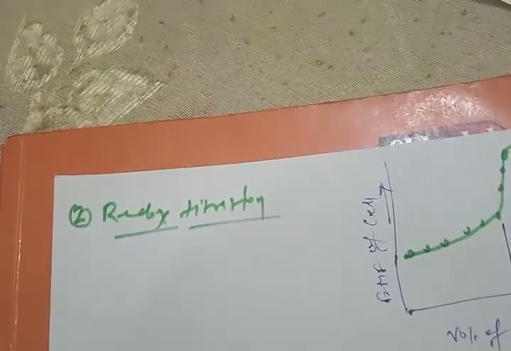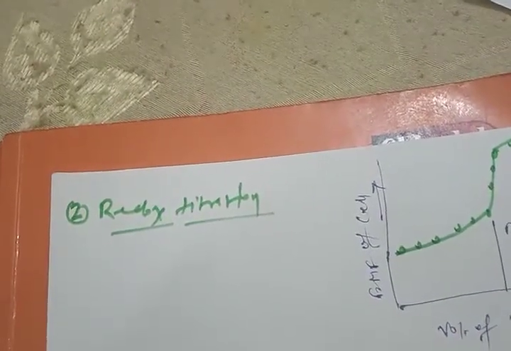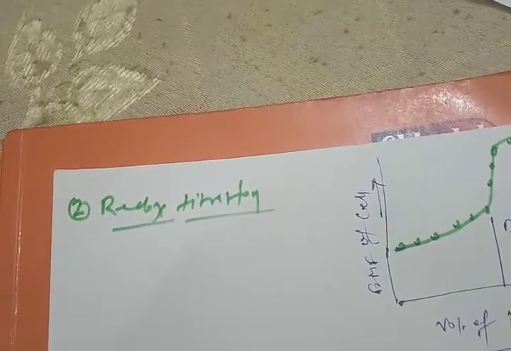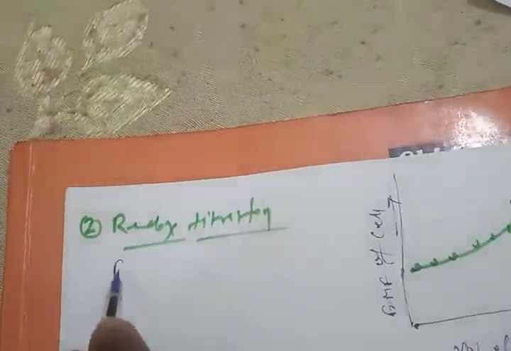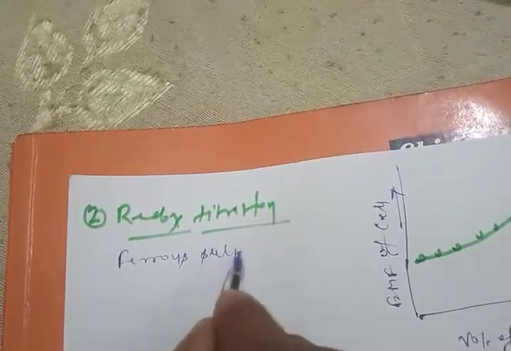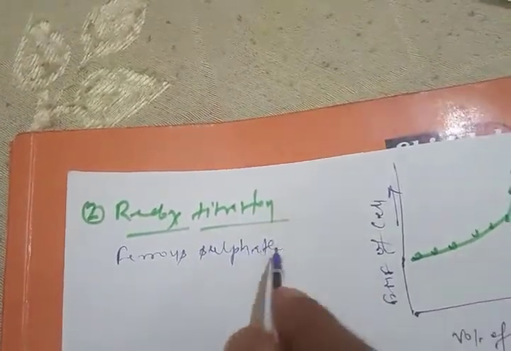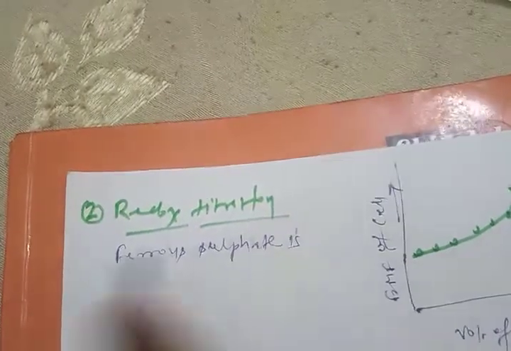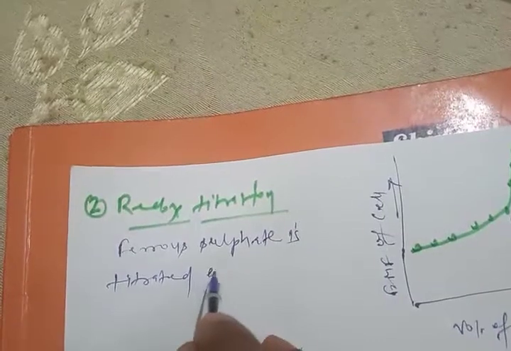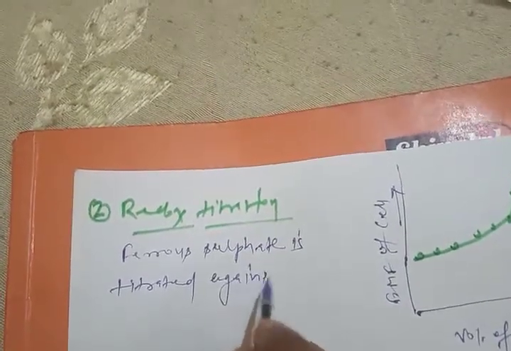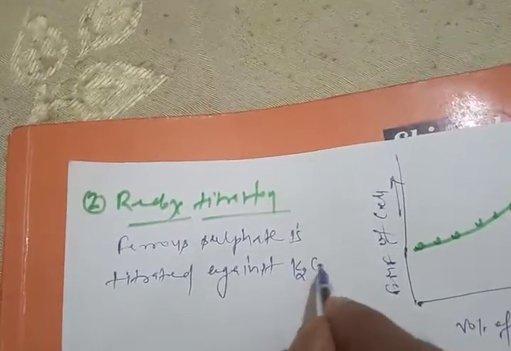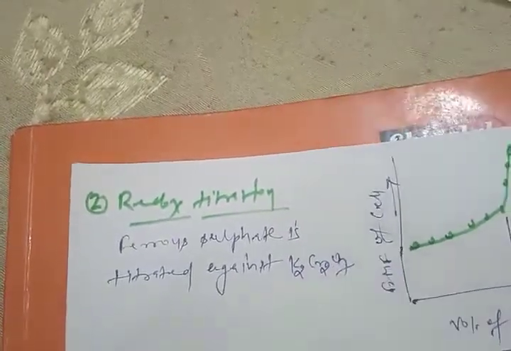For the redox titration, we require a solution involving a redox reaction. So ferrous sulfate is titrated against potassium dichromate. Okay.